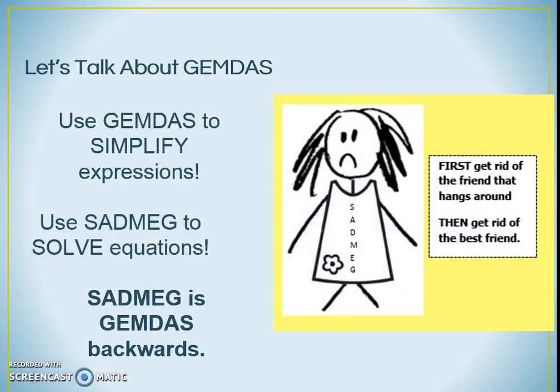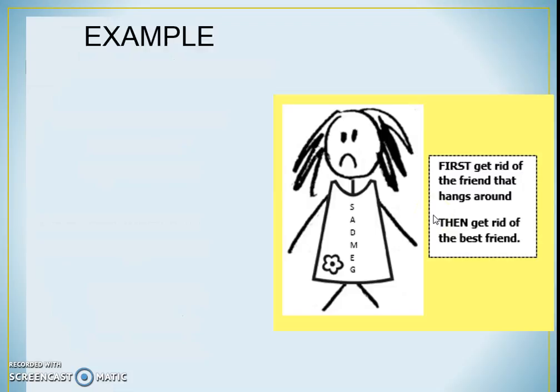And here is our friend SADMEG. Now SADMEG reminds us that we first get rid of the friend that hangs around and then we get rid of the best friend. I'm going to talk about that and what that means in an example now. This example is not on your paper, so I just want you to put your pencil down and watch and listen. So we're going to start with the equation -9 equals 4x minus 1.